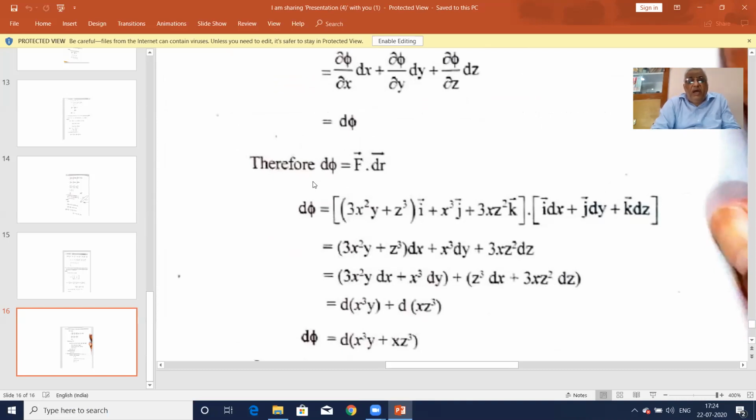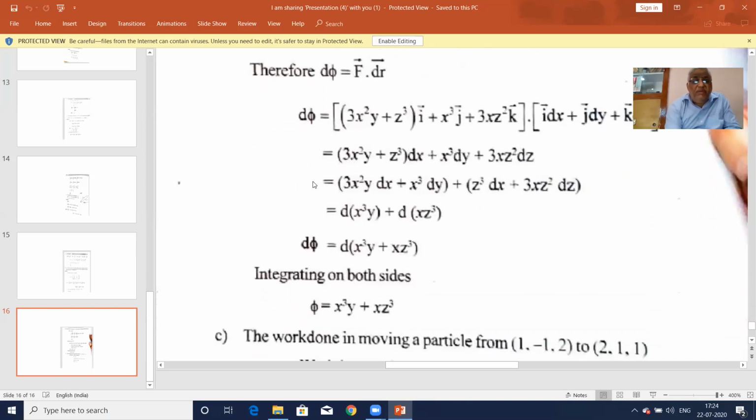We know F, we know dr. Find out the d phi value. Solve it, taking the dot product with dr, and you get d phi equal to d of (x cube y plus x z cube). Integrating both sides, we get the phi value, that is the potential function. Only one type of problem is there like that, integrating on both sides. Phi, the scalar potential function, is x cube y plus x z cube.